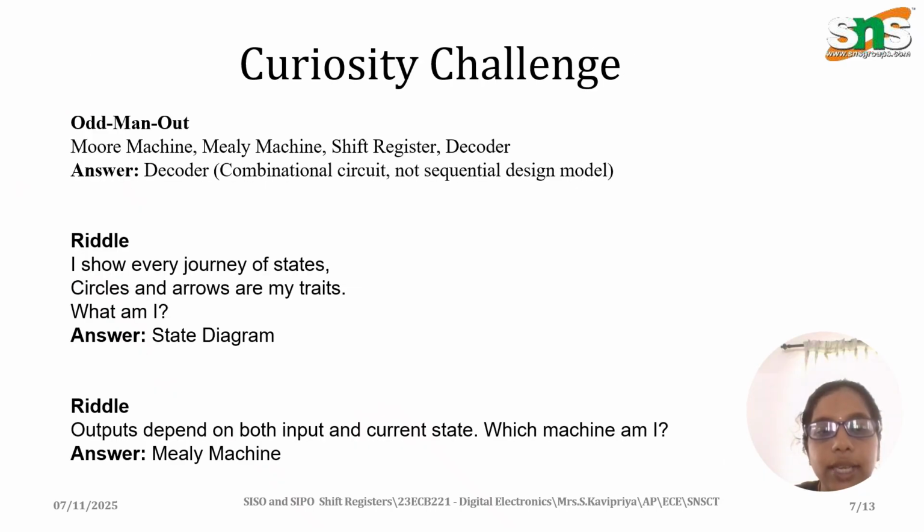Next is a curiosity challenge. First one is the odd man out. From the given 4 options, we have to find the odd one out: Moore machine, Mealy machine, shift register, and decoder. Decoder is the odd one out because it is a combinational circuit. The other 3 are sequential circuits.